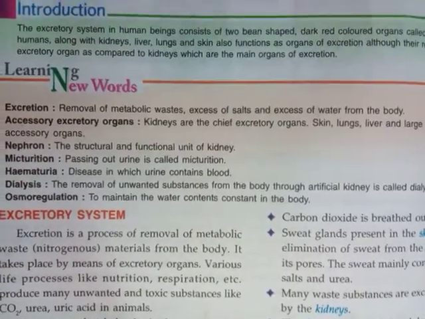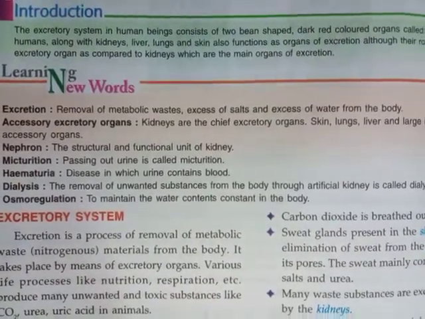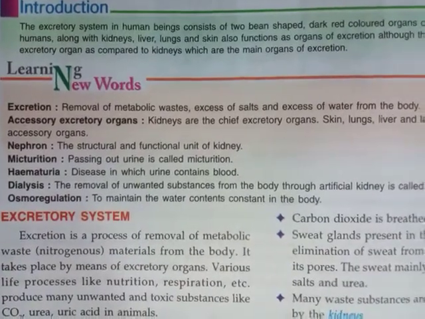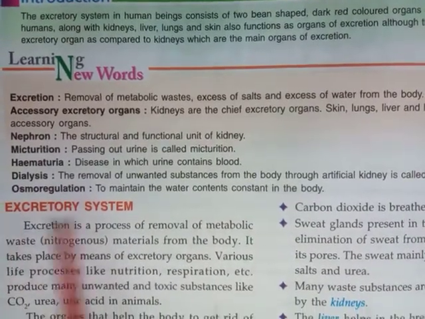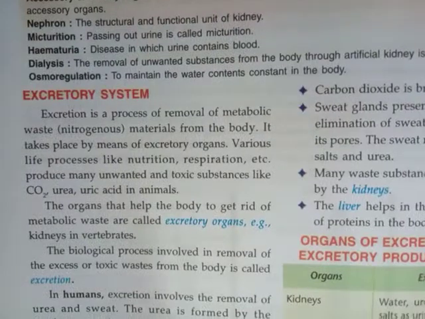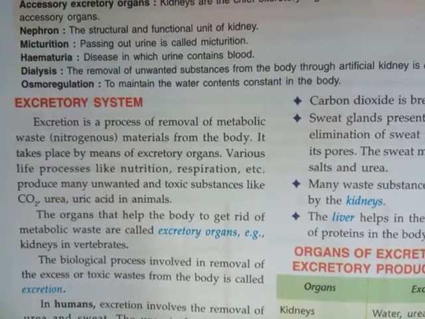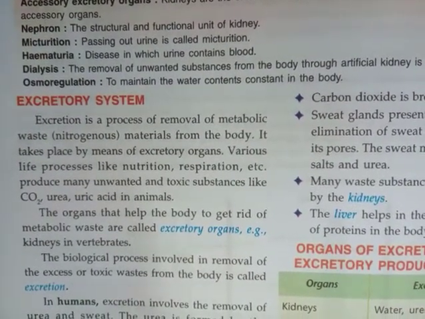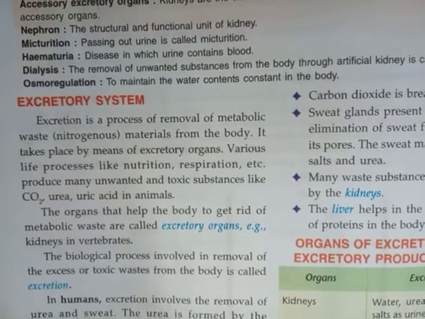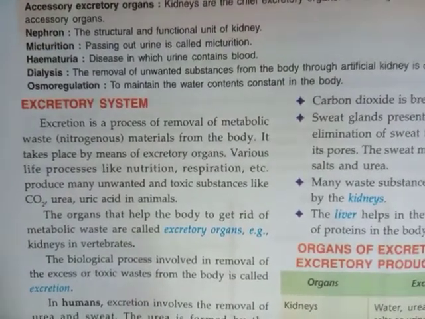Osmoregulation: to maintain the water content constant in the body. Now come to the excretory system. Excretion is a process of removal of metabolic waste, or you can say nitrogenous waste materials, from the body. It takes place by means of excretory organs.